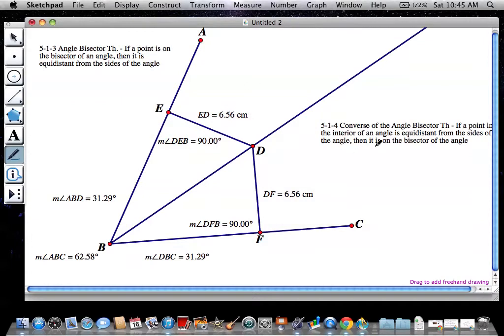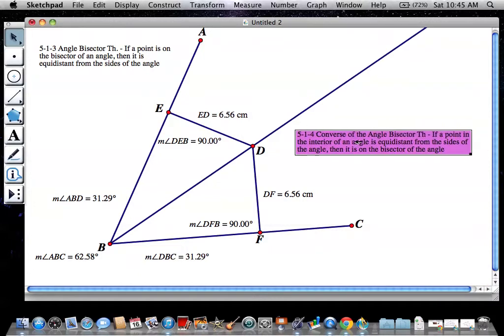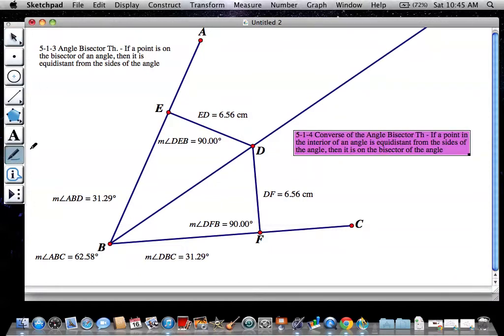Now the converse of that says that if a point in the interior of an angle is equidistant, so I say that it's congruent here and congruent here to the sides, then it is on the angle bisector. So I can conclude that this angle is congruent to this angle. All right. So how can we use this?